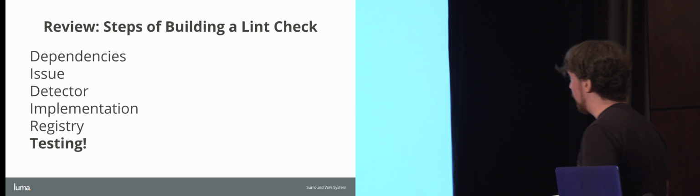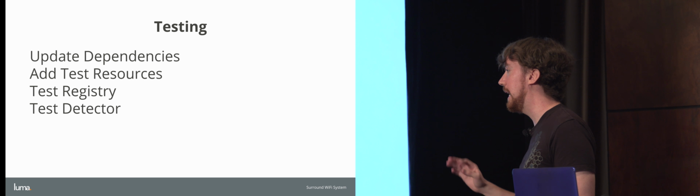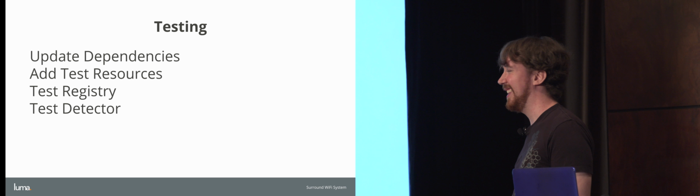So we're going to have to add some more dependencies. We're going to have to add some test resources, which will be our positive and negative test case files that we'll be looking at. And then we'll test the registry as kind of a sanity check of making sure it's what we expect. And then we'll test the detector, which is kind of the interesting part of making sure our lint check behaves the way that we want it to. The last thing we would want is a static analysis tool that tells us wrong information or flags incorrectly.